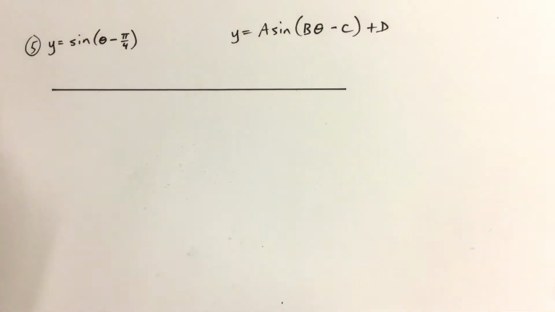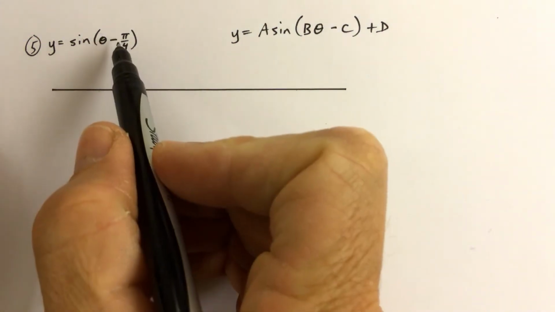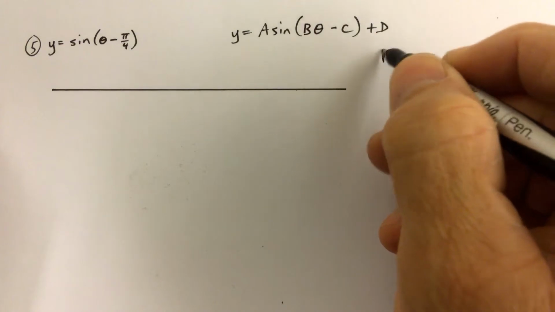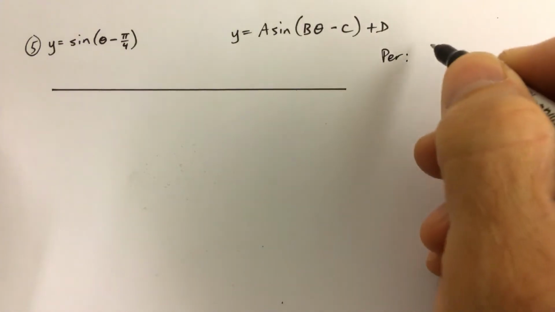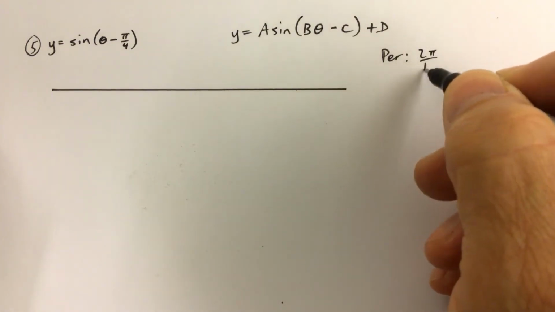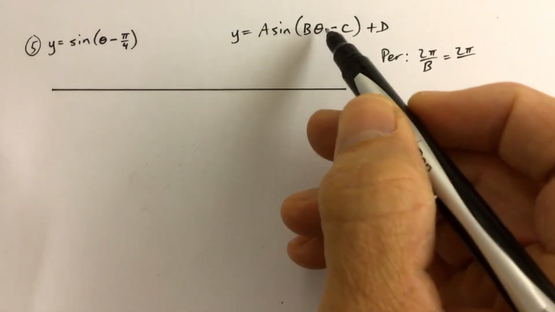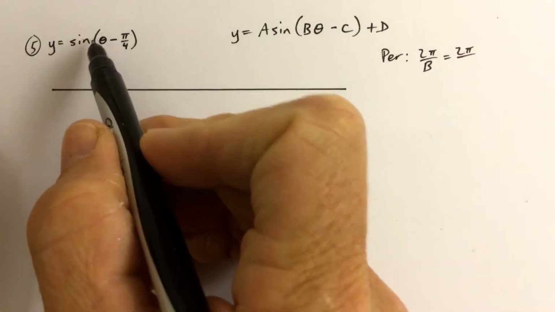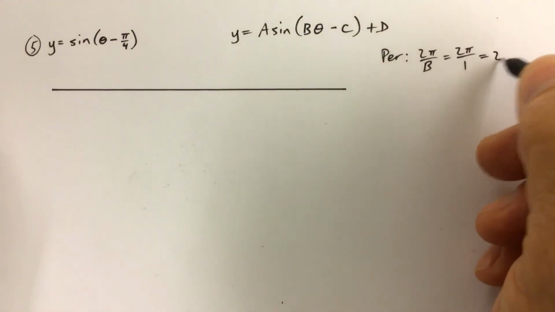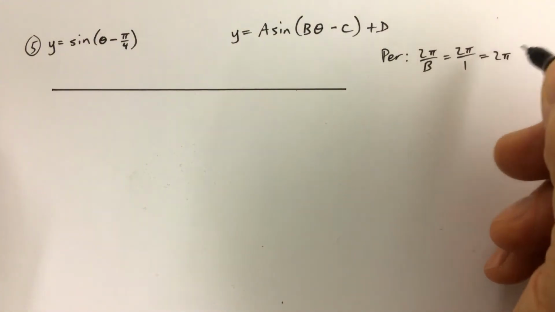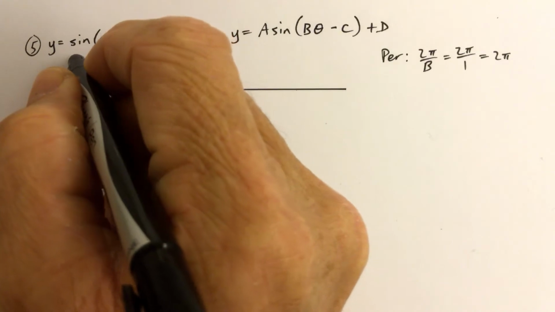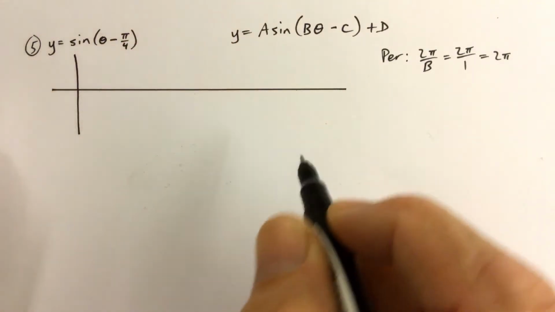Okay, here we go. So to graph this function, we first have to identify the period, and the period is 2 pi over b. Now what's b here? B is the number in front of the theta. Here we don't see a number there, so we know that that's a 1. So 2 pi over 1 is 2 pi, and so the period is 2 pi.